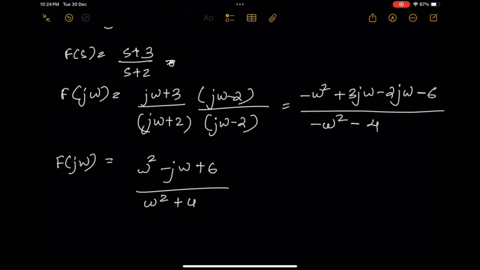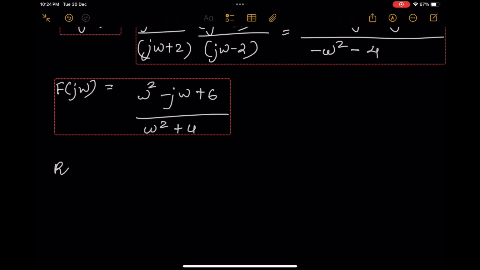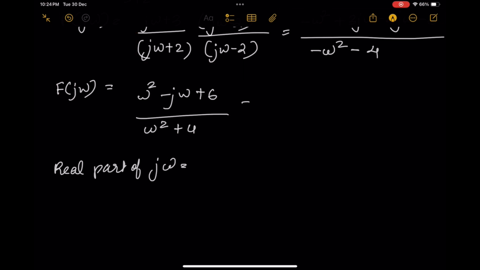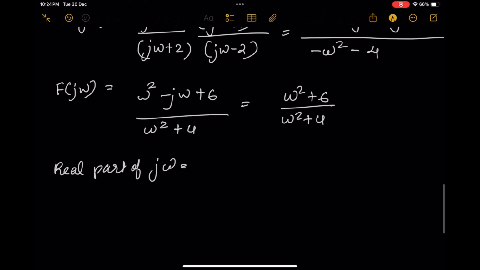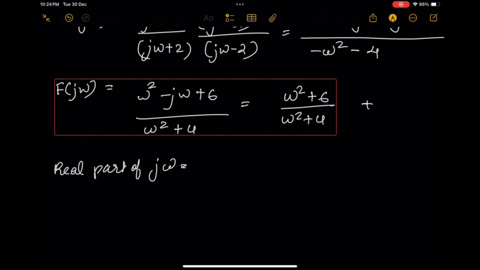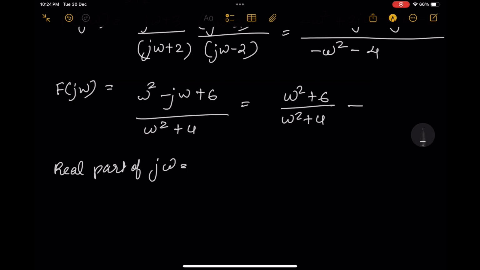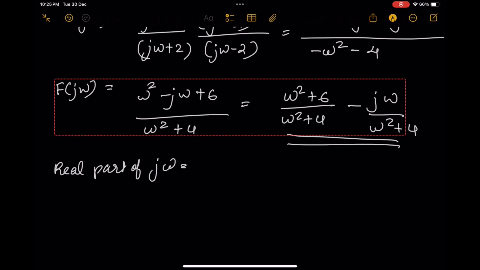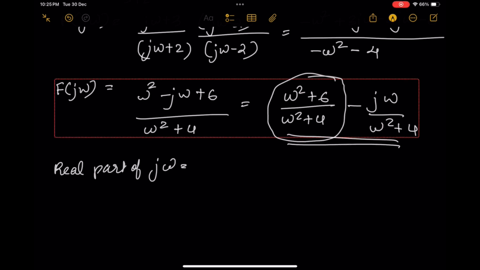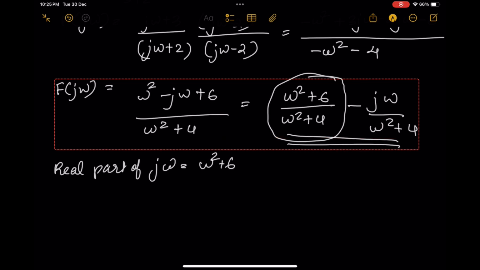Now I'm going to find the real part of f of j omega. I could just split the f of j omega like this. The imaginary part is the part having the j term, so I'll separate that from the existing equation. So that will be omega square plus 6 by omega square plus 4, minus j omega by omega square plus 4. So this is our f of j omega, and I'm taking the real part. The real part is the term without the j, that is omega square plus 6 by omega square plus 4.